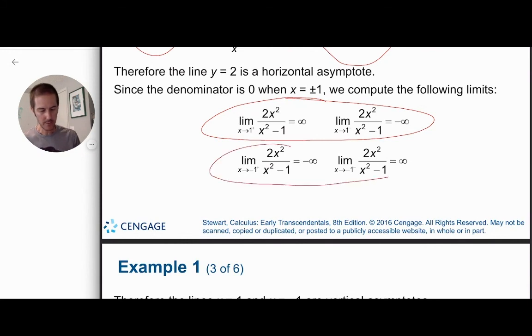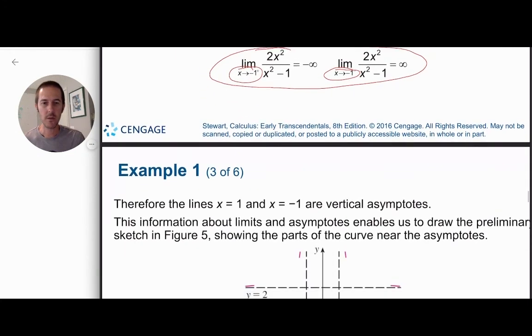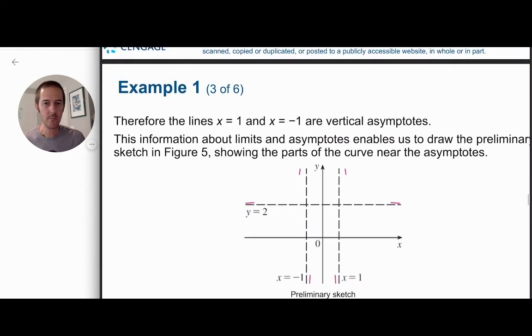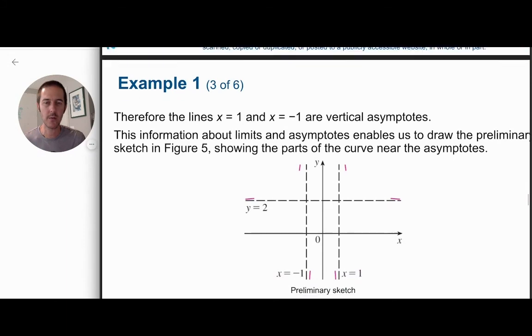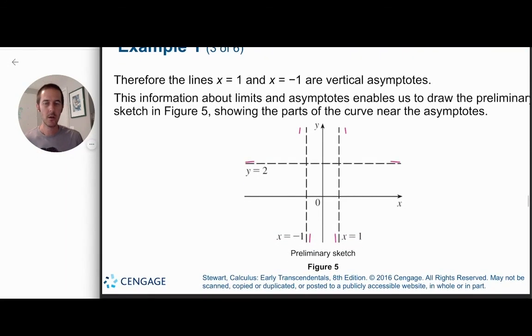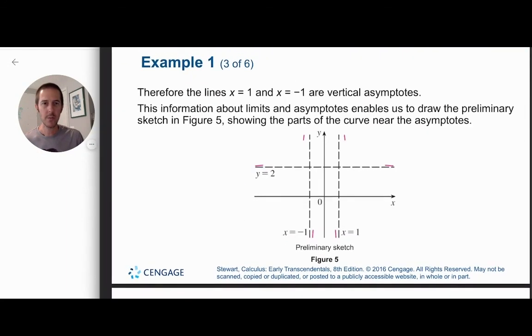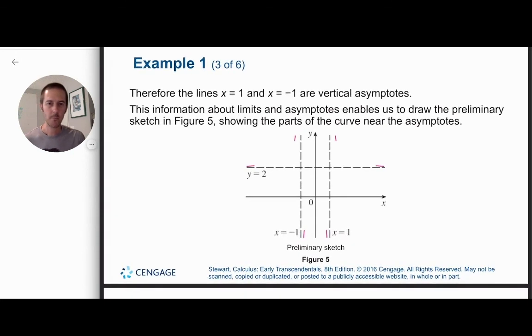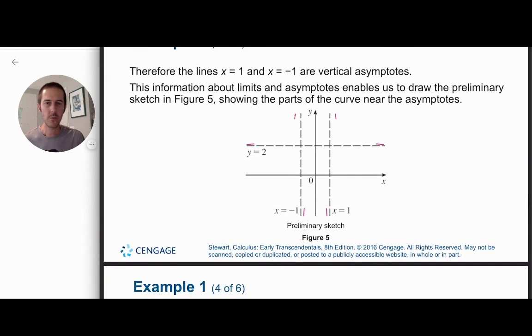And as our next x value is approaching negative 1 from the positive side, our curve will dive down toward negative infinity, whereas approaching an x value of negative 1 from the left, the curve will curve up toward positive infinity. So we've got some different activity happening on either sides of those vertical asymptotes. So here we have a preliminary sketch. We're just taking the things that we've noticed so far and putting them onto our sketch.